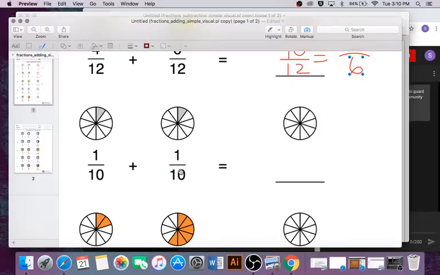Our next one, our circle is shaded into 10 pieces. So our denominator is going to be 10. We have 1 shaded in from our first problem, 1 from the second. So our answer is going to be 2/10. Again, it's not in simplest terms. 2 goes into both 2 and 10. 2 goes into 2 1 time, and 2 goes into 10 5 times.